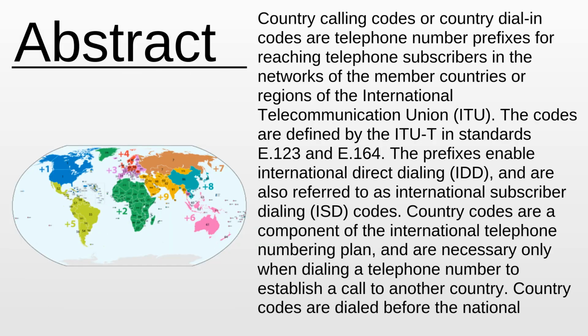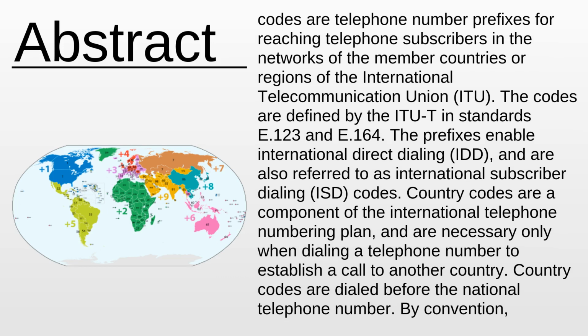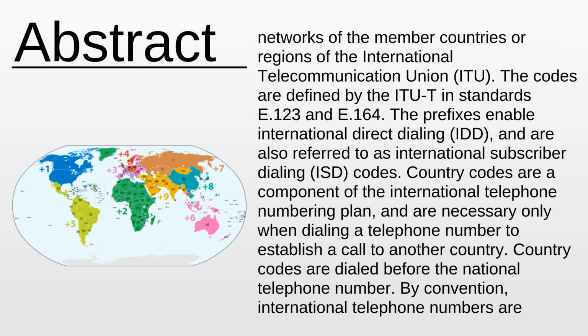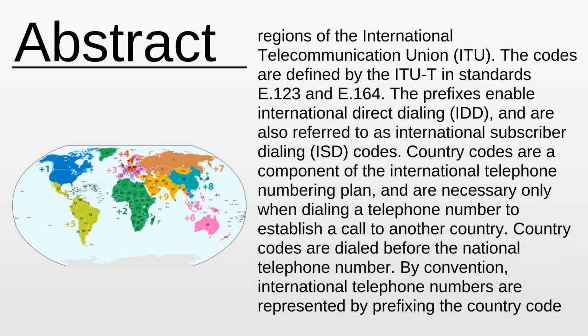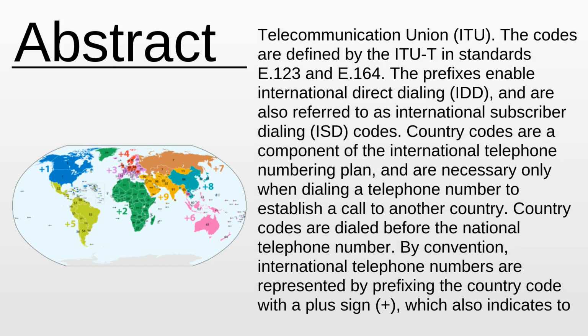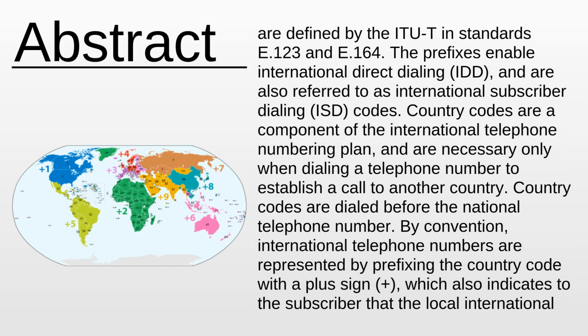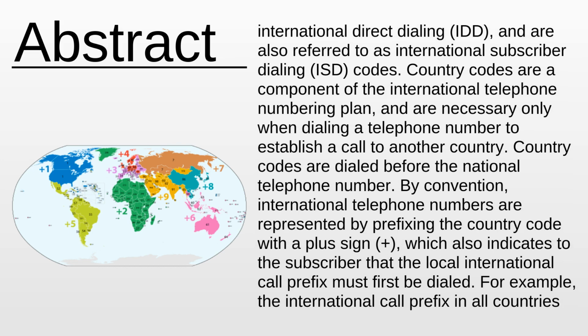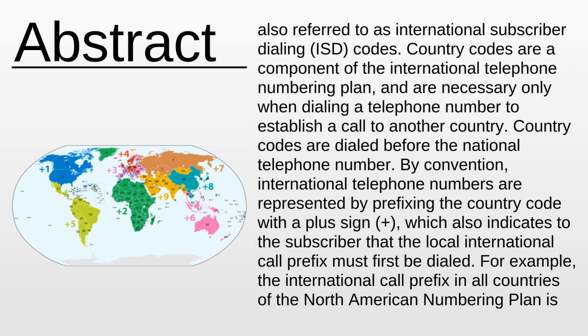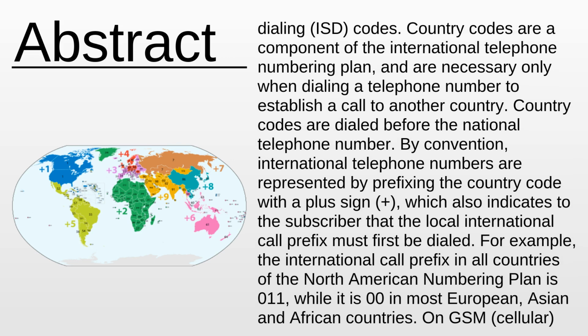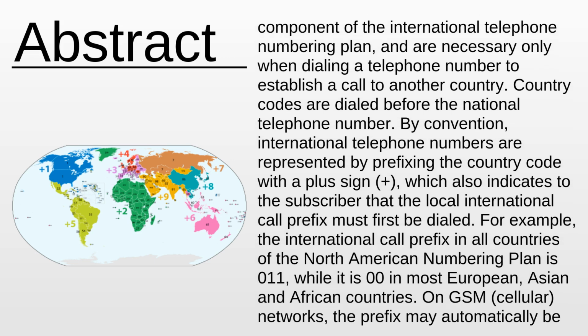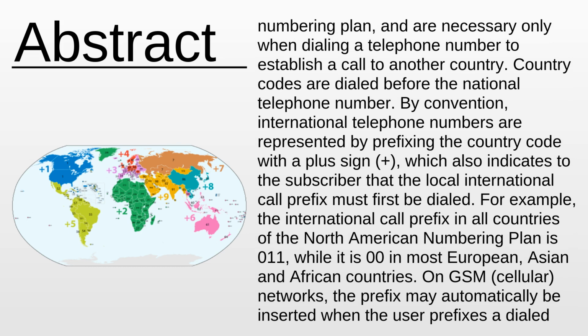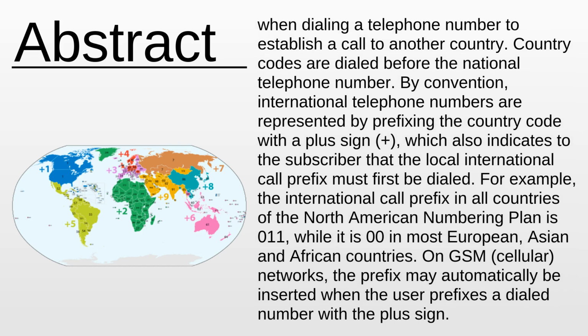Country calling codes or country dial-in codes are telephone number prefixes for reaching telephone subscribers in the networks of the member countries or regions of the International Telecommunication Union, ITU. The codes are defined by the ITU-T standards E.123 and E.164. The prefixes enable international direct dialing, IDD, and are also referred to as international subscriber dialing, ISD, codes. Country codes are a component of the International Telephone Numbering Plan, and are necessary only when dialing a telephone number to establish a call to another country. Country codes are dialed before the national telephone number.